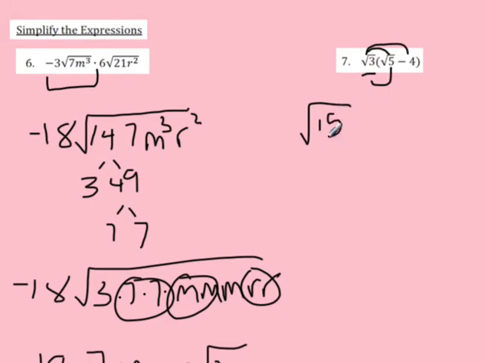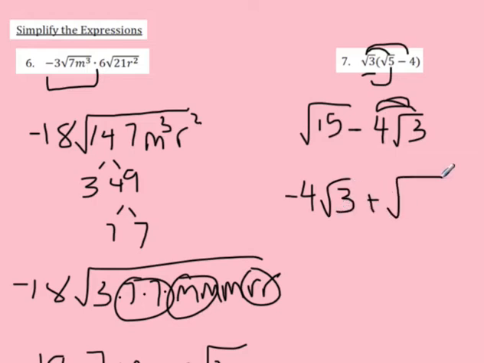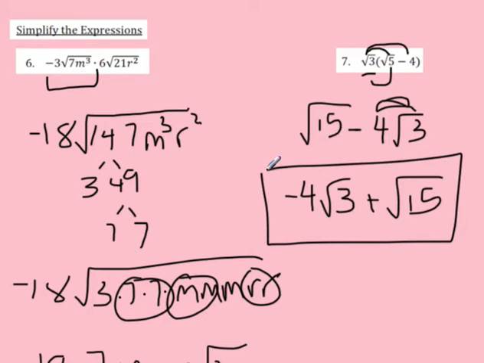Now here's where it gets tricky. When I take the square root of 3 times a negative 4, I'm taking that negative 4 and then I'm going to multiply it by the square root of 3. I cannot multiply those two numbers together because one's on the outside and one's on the inside. So last but not least, I like to write my radicals in descending order. So I get negative 4 square root of 3 plus the square root of 15. So that's your final answer for number 7.